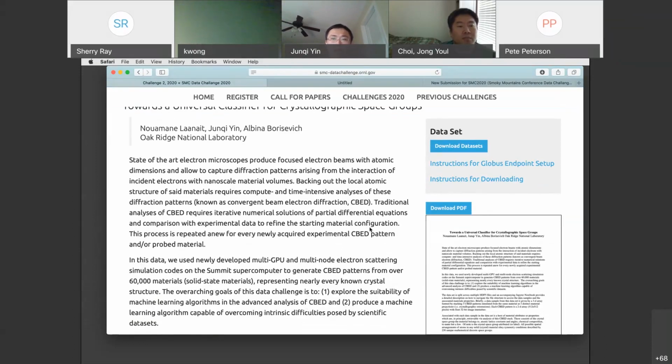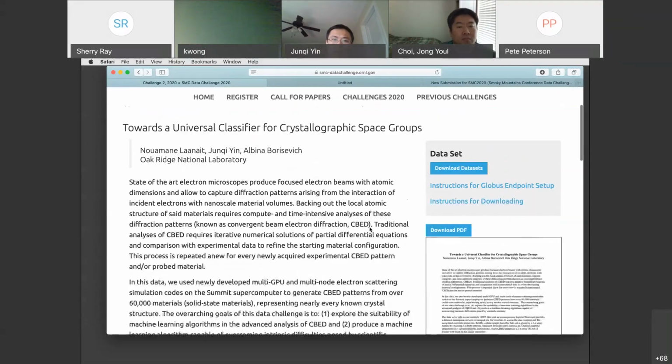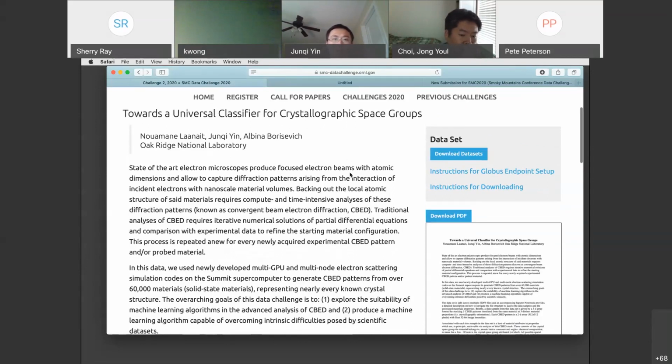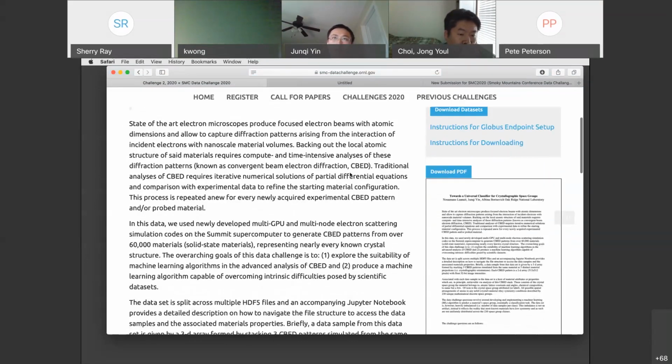And this challenge is actually a long-standing problem in atomic imaging. The question is, can you learn the structure of a particular material from its microscopic image? So it's an open problem. It's a long-standing inverse problem.